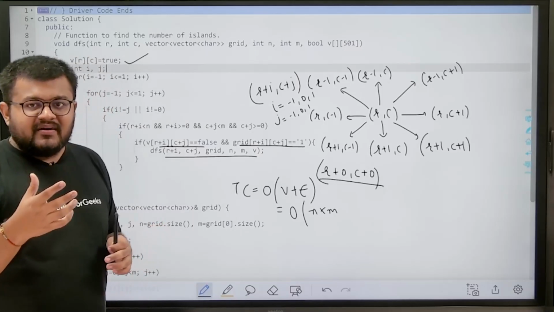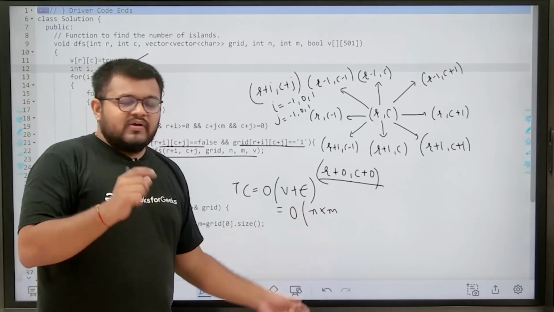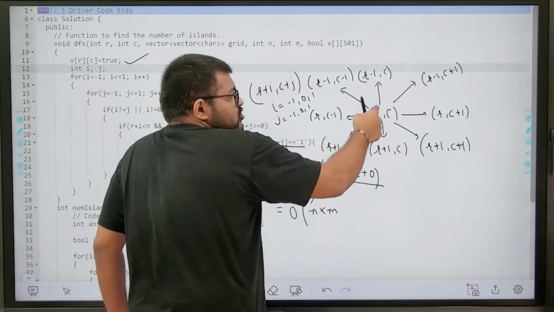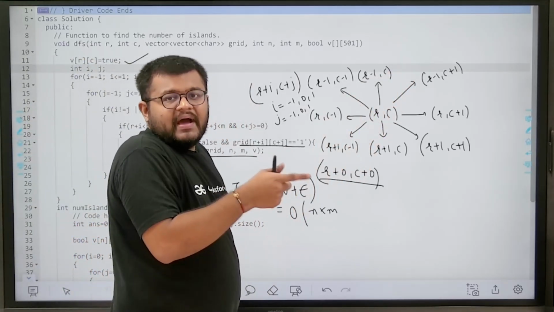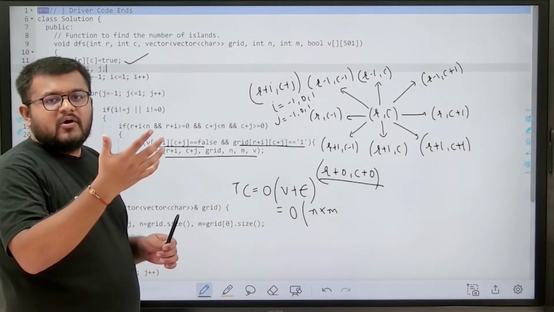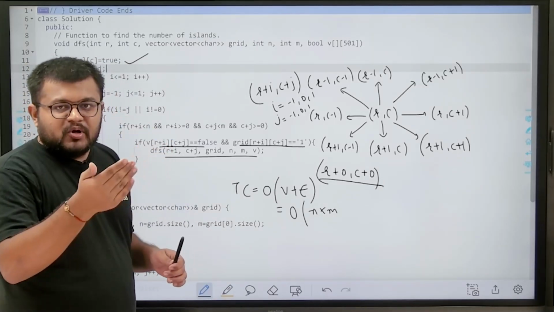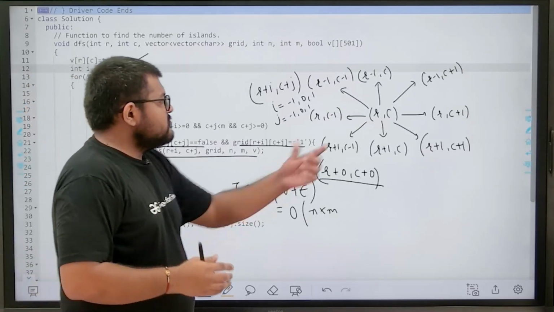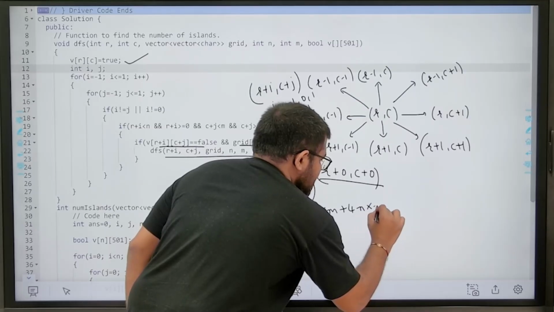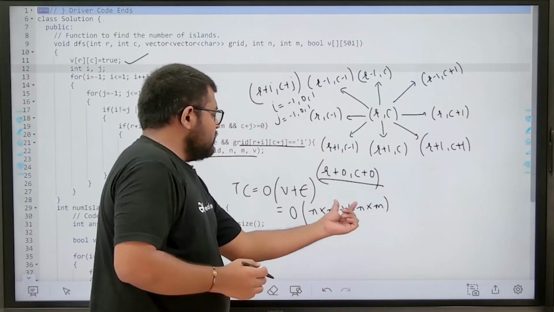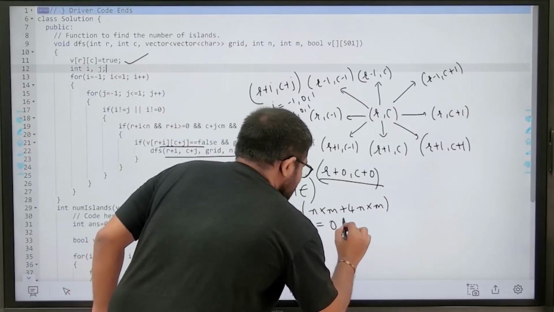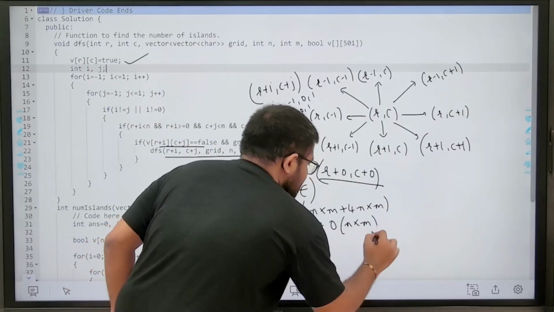Okay, let's take up a little general case. So each cell is connected to 8 adjacent cells, but one edge is common between 2 cells. So I can say the total number of edges is less than or equal to, we can give an upper bound of how much? 8 times the number of cells divided by 2, because one edge is common to both of them. So that is 4 n cross m, plus n cross m vertices becomes 5 n cross m, but 5 is a constant, so we can say time complexity is nothing but big O of n cross m.